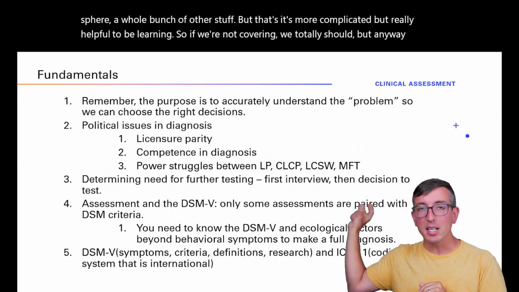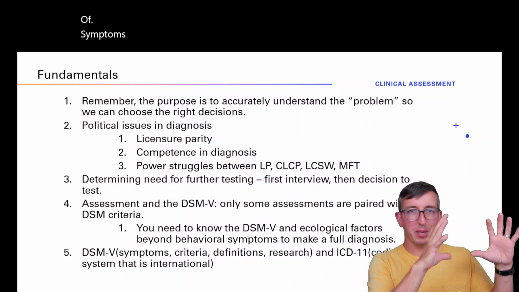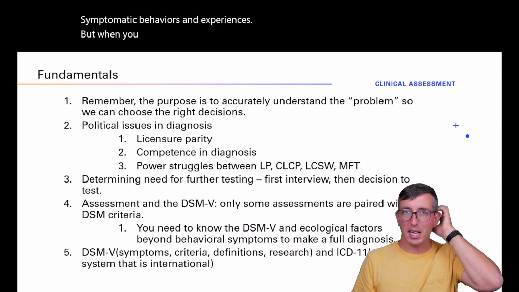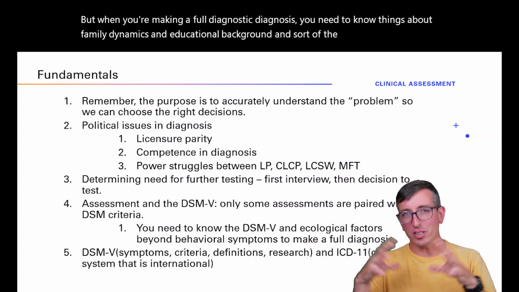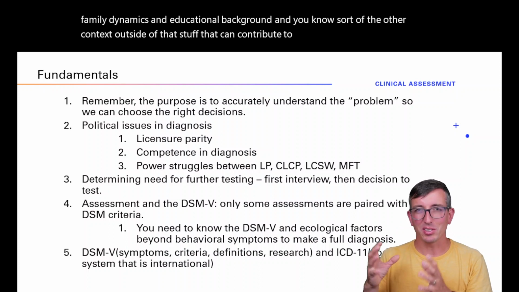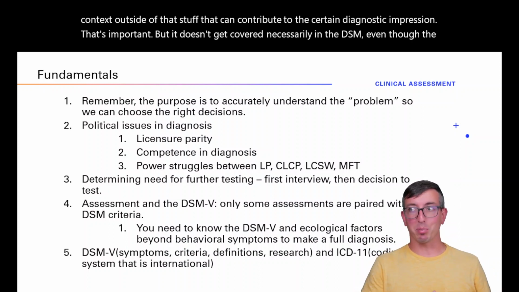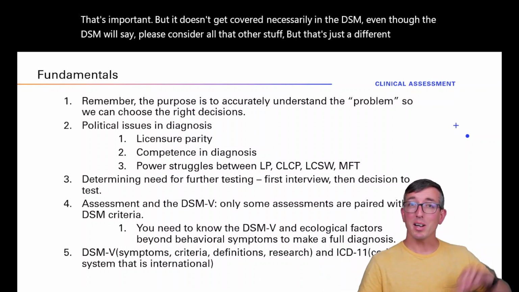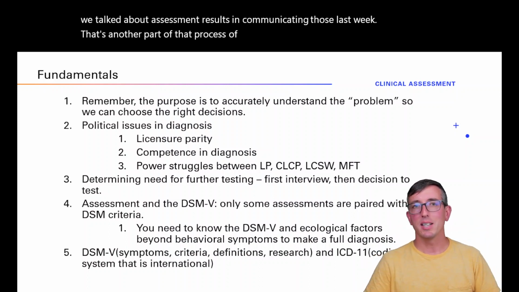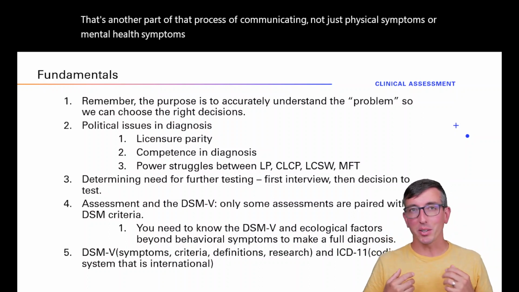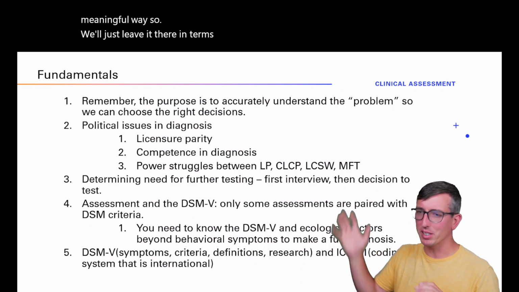But anyway, ecological factors means the DSM focuses on behavioral and symptomatic behaviors and experiences. But when you're making a full diagnosis, you need to know things about family dynamics and educational background and, you know, the other context outside of that stuff that can contribute to the diagnostic impression. That stuff's important, but it doesn't necessarily get covered in the DSM, even though the DSM will say, please consider all that other stuff, but that's just a different task. When we talked about assessment results and communicating those last week, that's another part of that process of communicating not just physical symptoms or mental health symptoms, but also how those show up in a person's life in a meaningful way. So we'll just leave it there in terms of fundamentals here, but there's so much more to talk about.